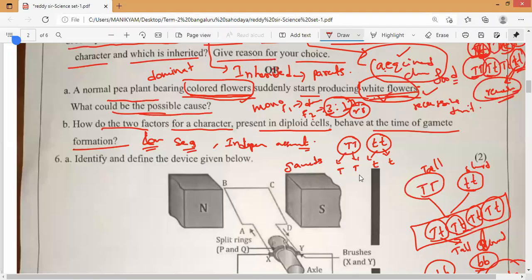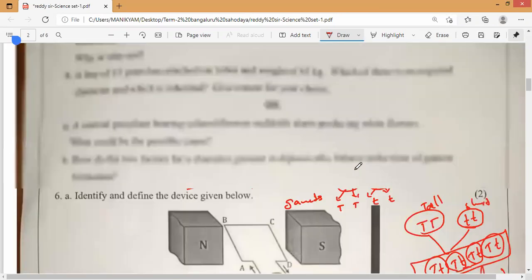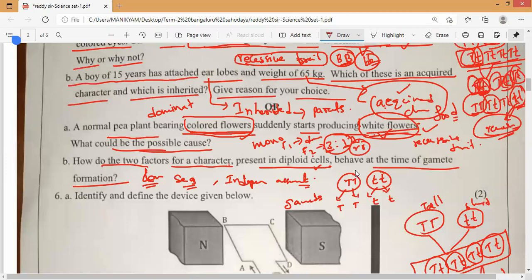So if you notice, the two factors for a character present in a diploid cell, how do they behave at the time of gamete formation? Now if you see here, this is what we are doing. If you choose the tall plant, it is capital T. If you choose a small plant, a dwarf plant, it is small t. Now this is what we call gametes. The gametes are forming individually.